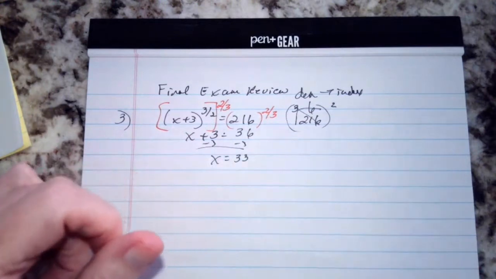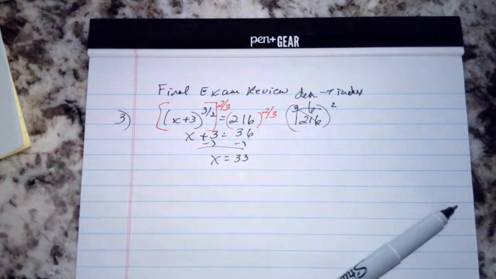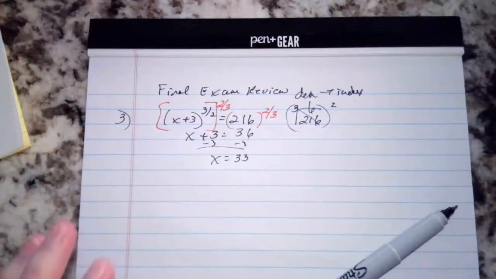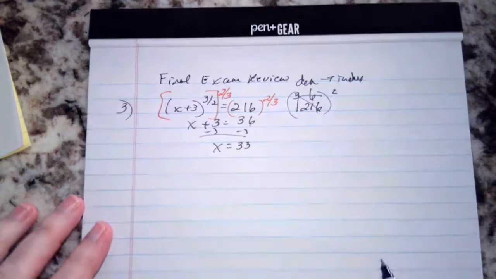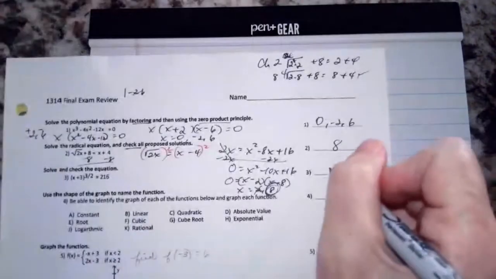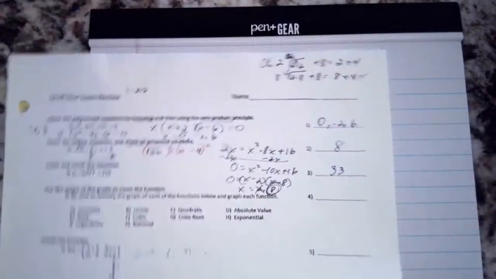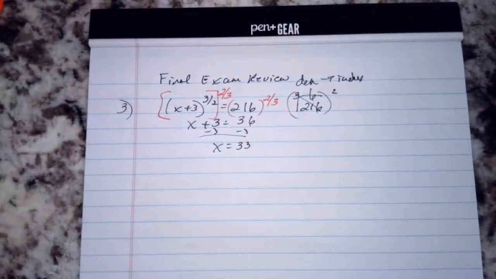Let's see, we are 11 right now. That's probably the most we're going to have. Let me take a break for just a second as we finish number 3. So number 3, the answer there is 33. And talk to you about the test.